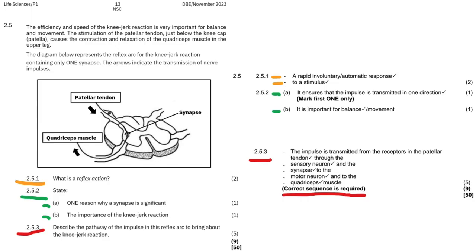Question 2.5.3. Describe the pathway of the impulse in this reflex arc to bring about the knee-jerk reaction. Note this question is for 5 marks, and the sequence that you answer in is very important due to the fact that this is an impulse flowing in a direction. So the answer is as follows. The impulse is transmitted from the receptors in the patellar tendon through the sensory neuron and the synapse to the motor neuron and to the quadricep muscles.